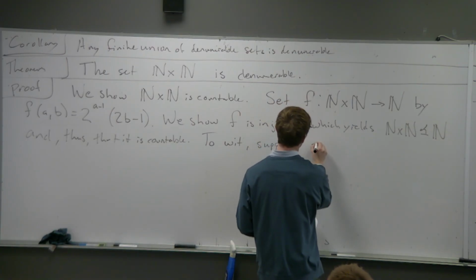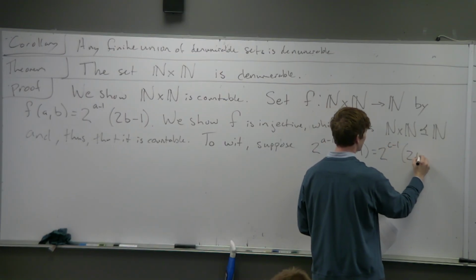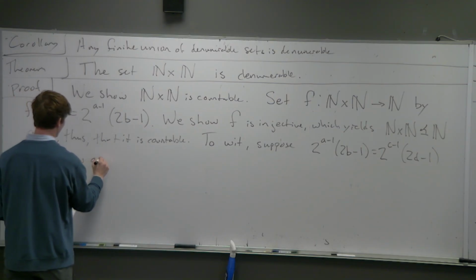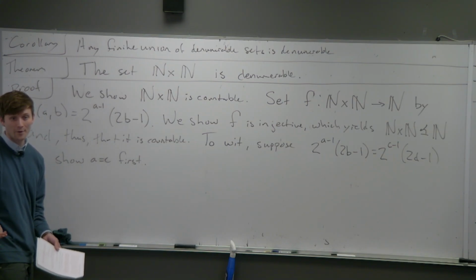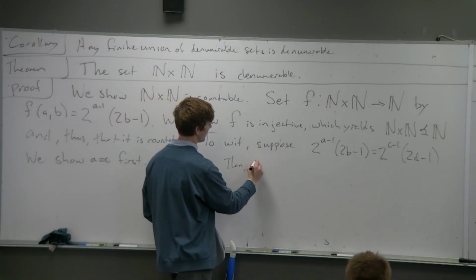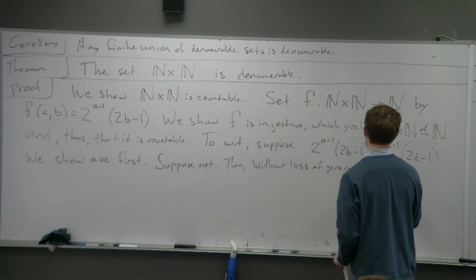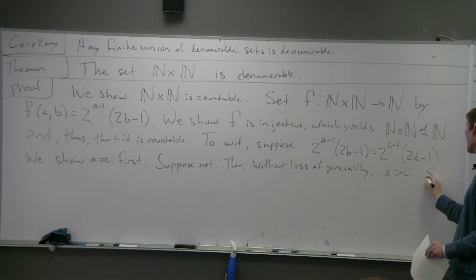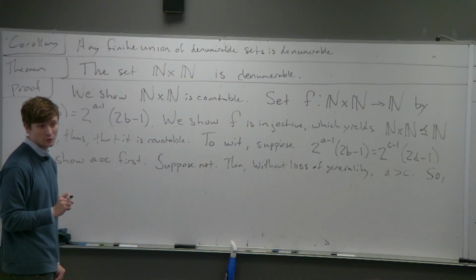To wit, let's suppose that 2^(a-1) times (2b-1) equals 2^(c-1) times (2d-1). Okay, so we show that a equals c first. How? Well, suppose not. Then, without loss of generality, we'll suppose that, say, a is greater than c. Yeah? By trichotomy, one's got to be bigger than the other. So, if a is bigger than c, let's basically just divide over by 2^(c-1).